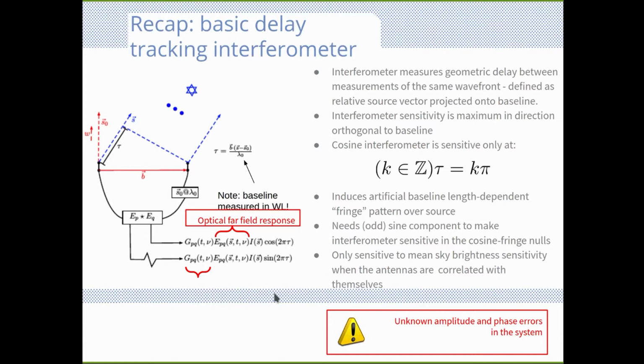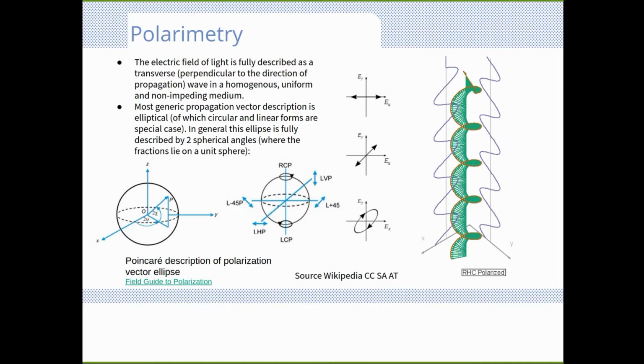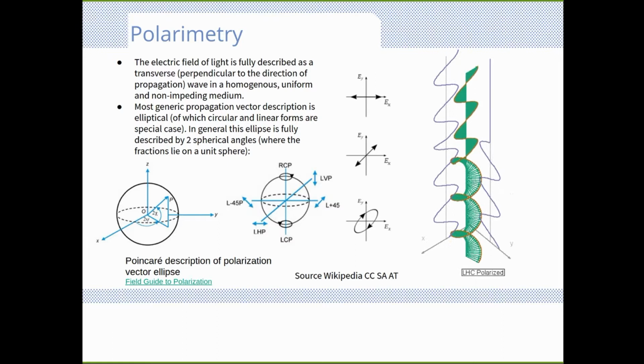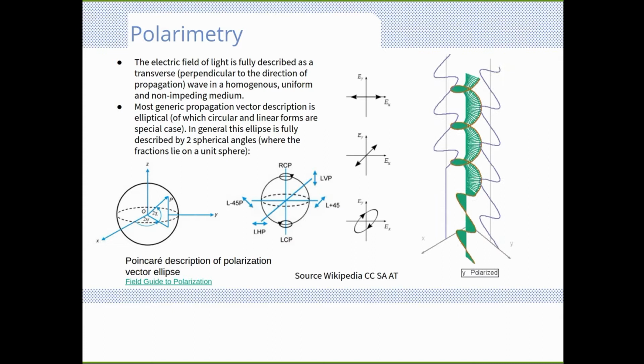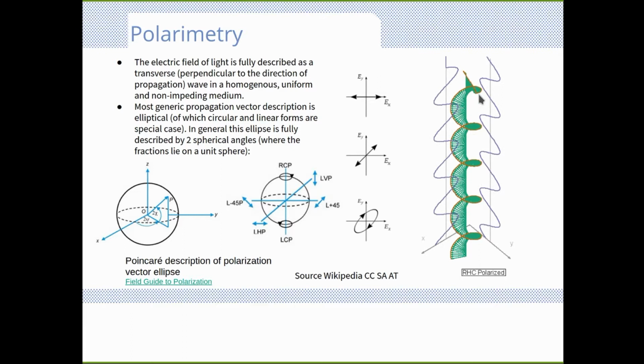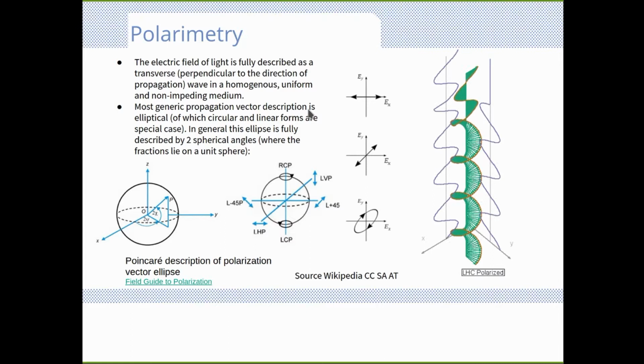All right, so let's get onto the signal that we're trying to measure. Now, a radio signal is polarized, meaning that the signal that propagates through, well, roughly free space, we're just going to say roughly free space, is a transverse wave, right? So the electric component is transverse, meaning it's perpendicular to the direction of propagation. You can see here on the right-hand side, taken from Wikipedia, as the signal propagates, the electric field that we're trying to measure is going to be perpendicular to this direction of propagation. And we assume a roughly homogeneous, uniform and non-impeding medium, so roughly free space, right?